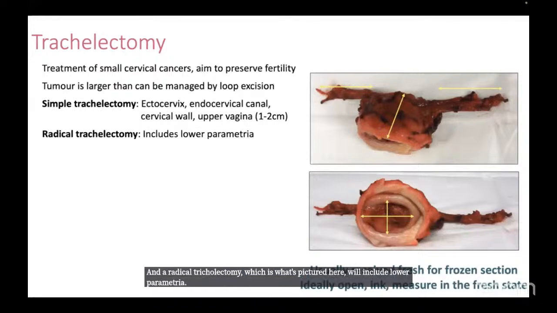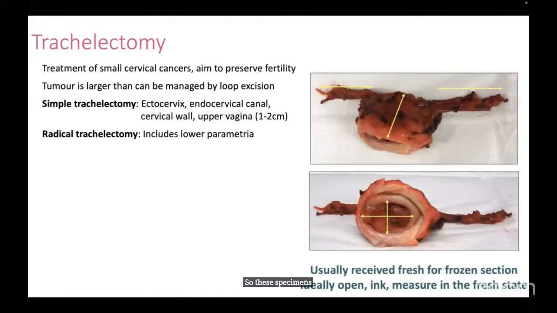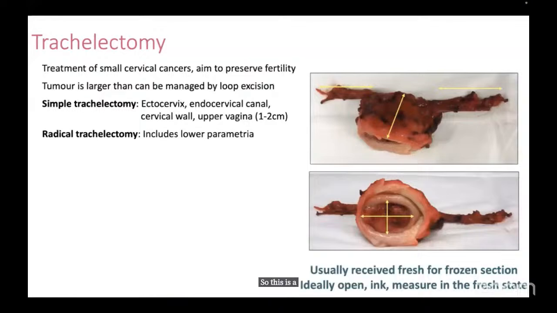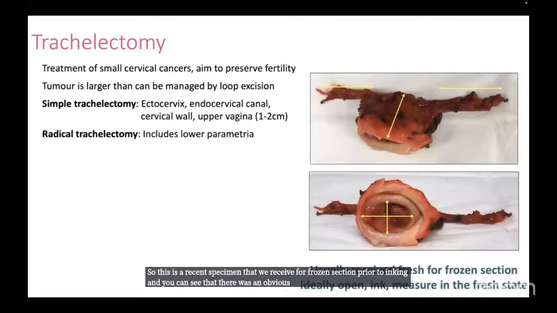So these specimens, thankfully, are typically sent in the fresh state for frozen section to assess the proximal margin, and ideally we would ink, open, and measure these specimens in the fresh state. So this is a recent specimen that we received for frozen section prior to inking, and you can see that there was an obvious tumour visible.